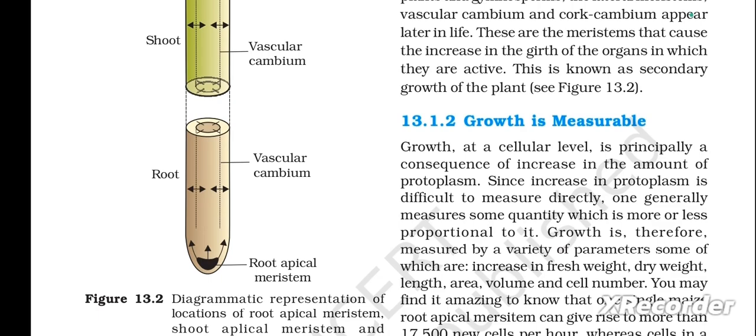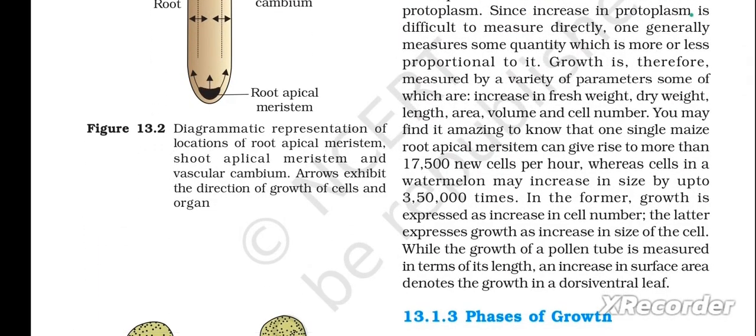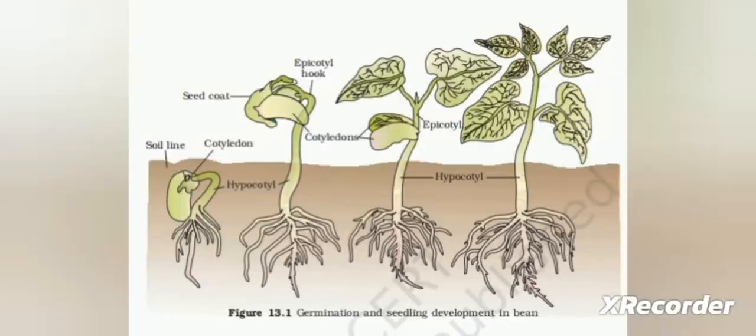You may find it amazing to know that one single maize root apical meristem can give rise to more than 17,500 new cells per hour, whereas cells in a watermelon may increase in size by up to 3,50,000 times. In the former, growth is expressed as increase in cell number. The latter expresses growth as increase in size of the cell, while the growth of a pollen tube is measured in terms of its length. An increase in surface area denotes the growth in a dorsiventral leaf.